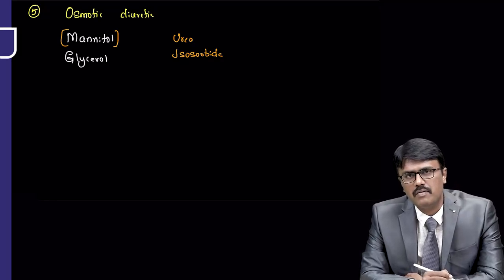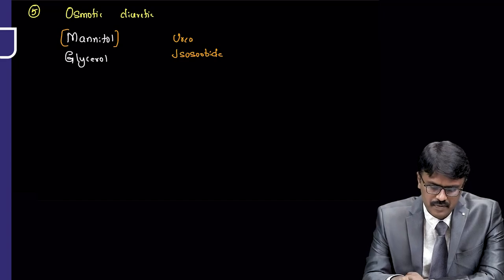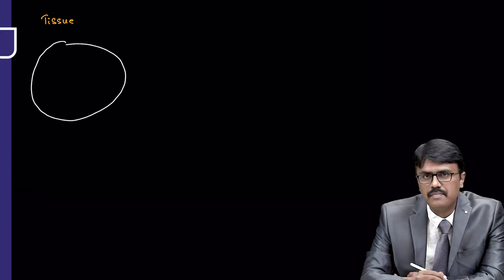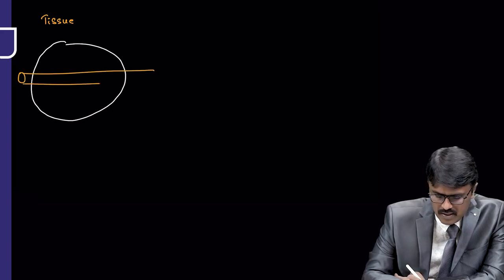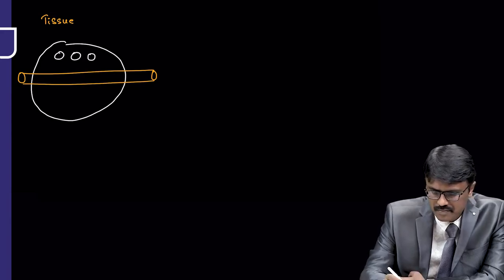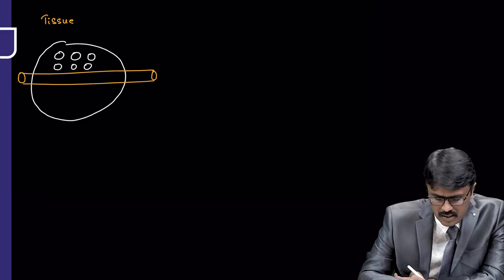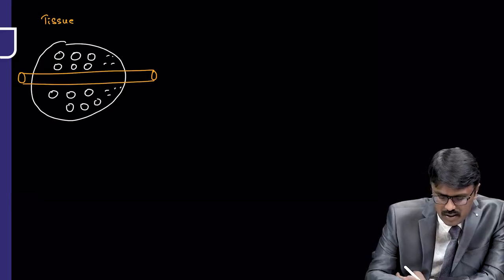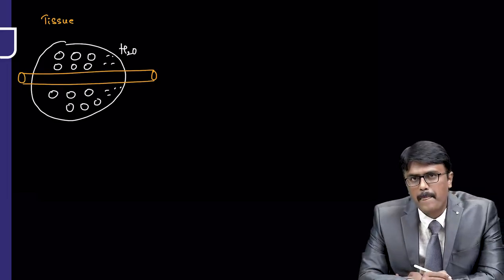Now, what is the mechanism of action of mannitol? Let me explain to you. Mannitol has two important sites of action. It's not only in the kidney, it acts at the level of tissue. Suppose I take the example of a patient having cerebral edema. So we have a blood vessel here. This is the blood vessel and the patient has cerebral edema. There are cells inside the tissue. So water is excessive and that's why we call it cerebral edema.